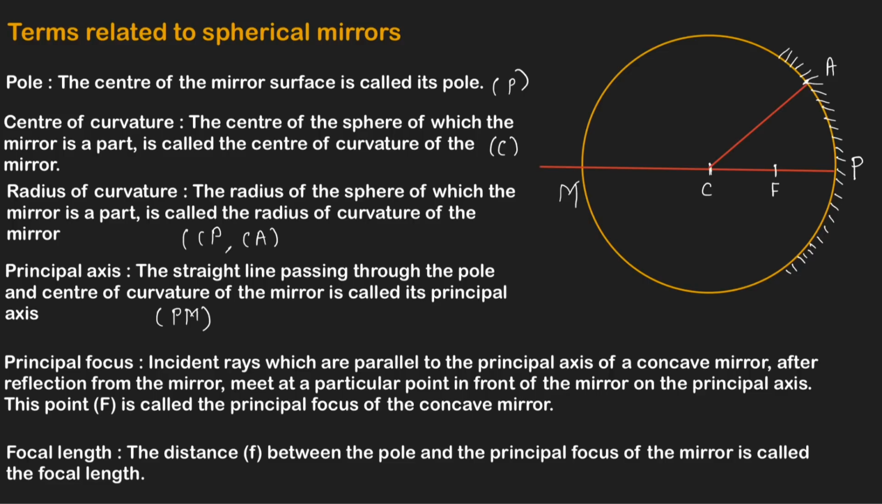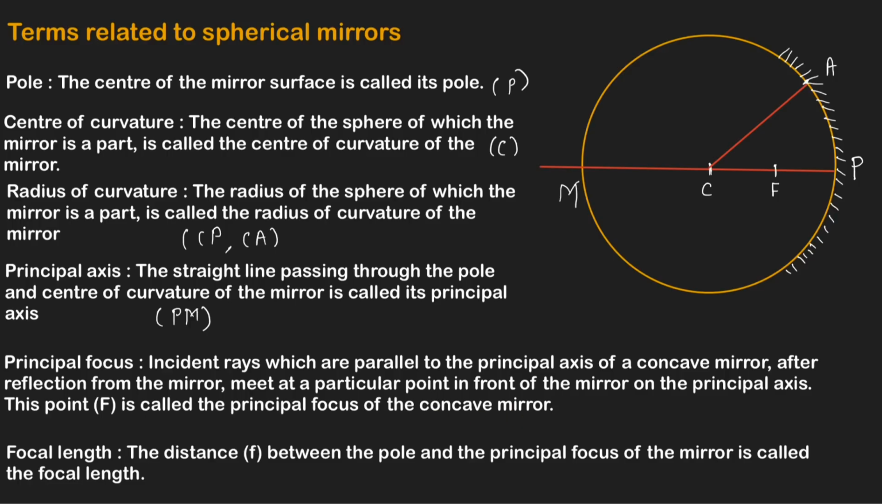Now the next point is the principal focus. Incident rays which are parallel to the principal axis of a concave mirror, after reflection from the mirror, meet at a particular point in front of the mirror on the principal axis. This point F is called the principal focus of the concave mirror.